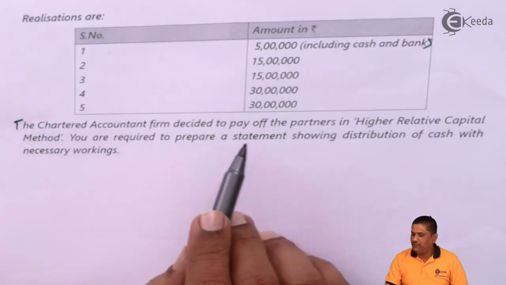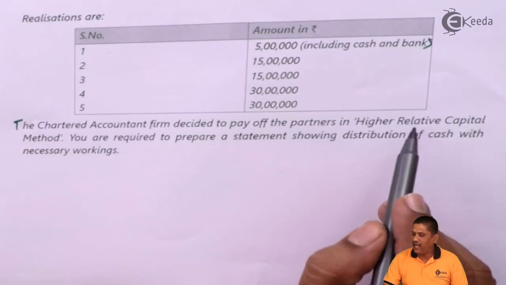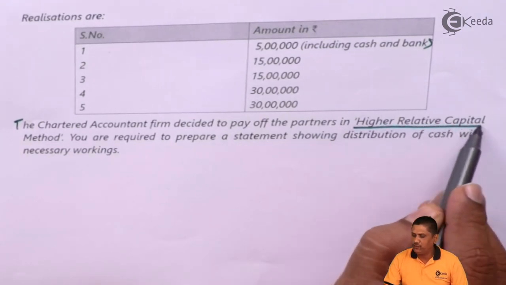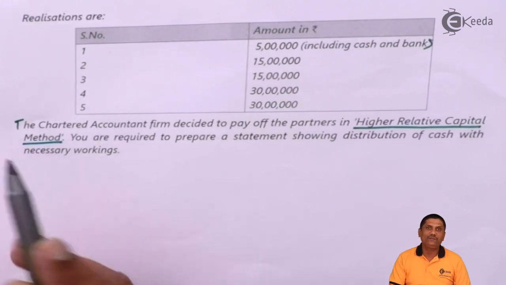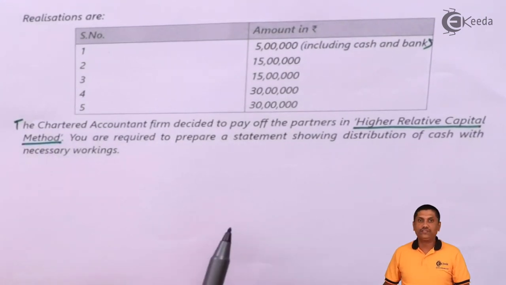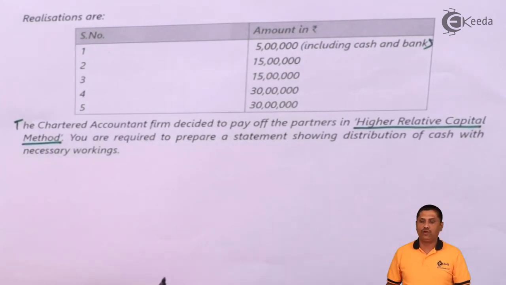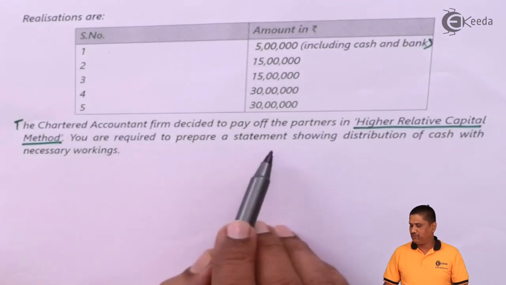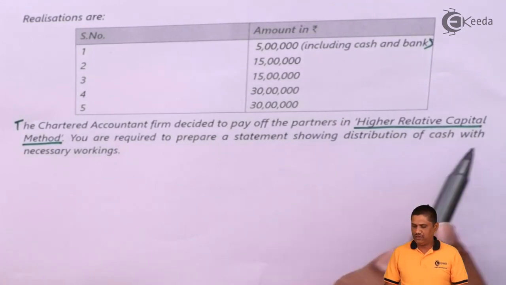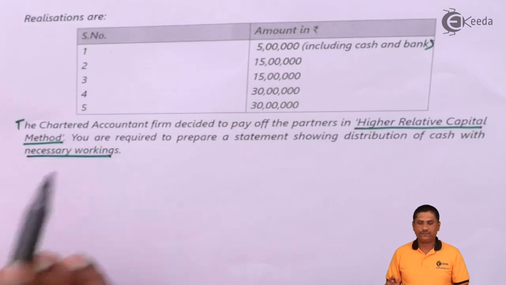The chartered accountant firm decided to pay off the partners by the highest relative capital method. This is what I told you earlier. Because they are not expecting any loss, it is better to go with the highest relative capital method, which is also called the excess capital method. You are required to prepare a statement showing distribution of cash with the necessary working.